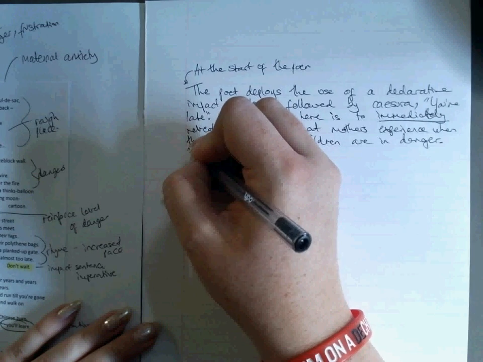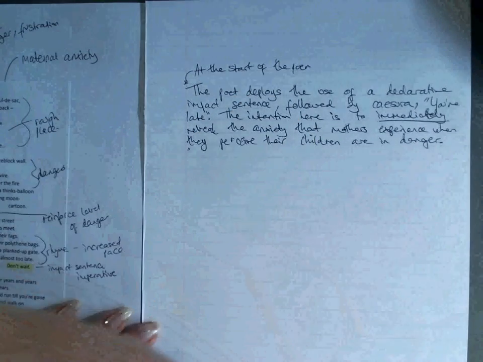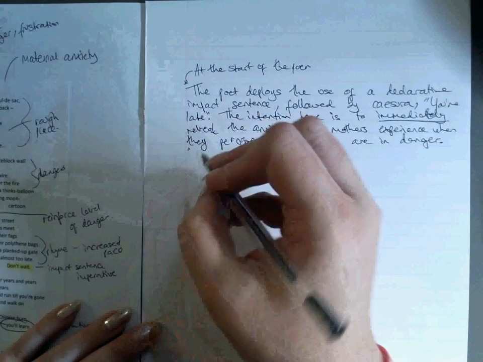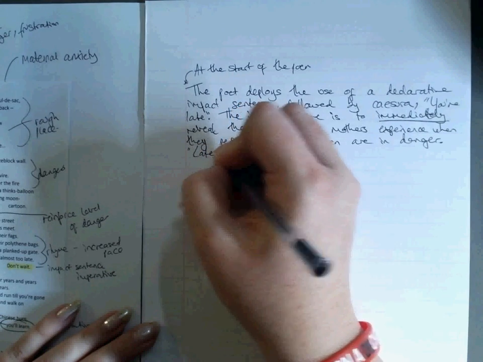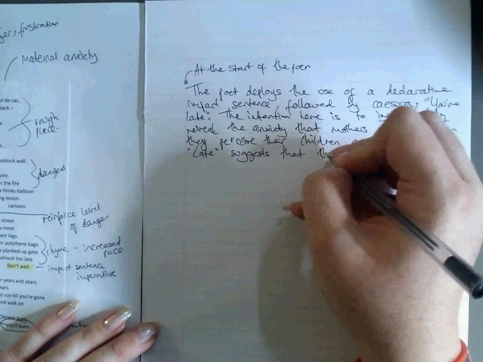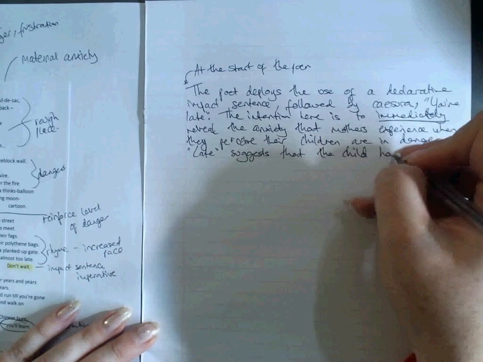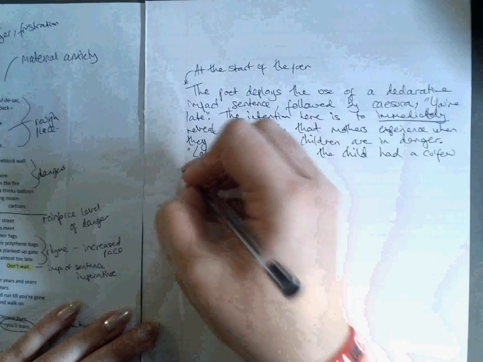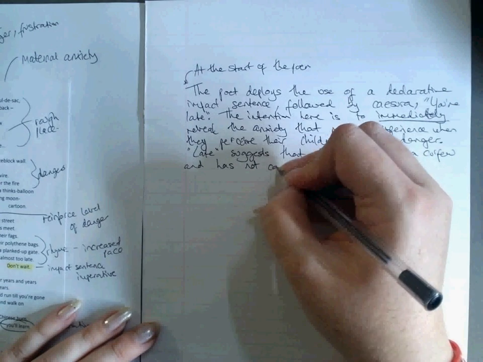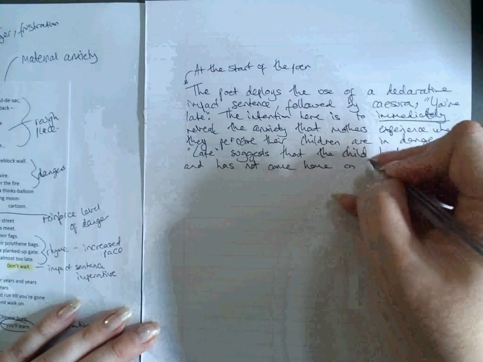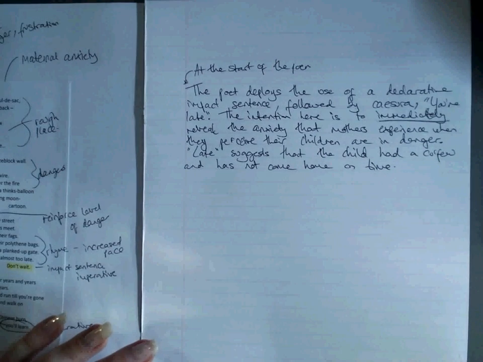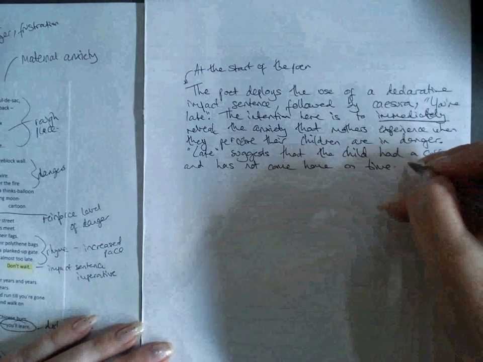So I'm going to zoom in on late, and I'm going to merge my explain and explore a bit here, because I haven't got a full 45 minutes to write this answer, so I'm going to merge these a little bit. So I'm going to say late suggests that the child had a curfew and has not come home on time. So what kind of emotions is this evoking, and what does that tell us about motherhood?